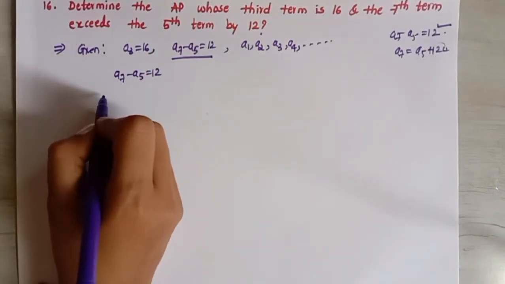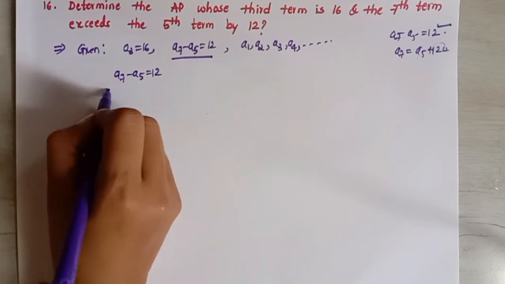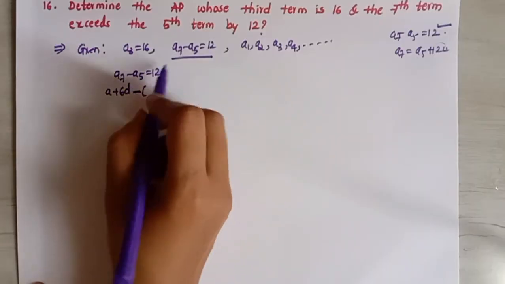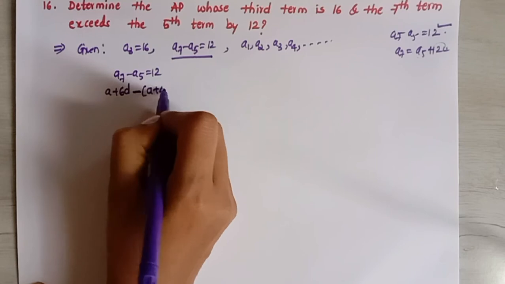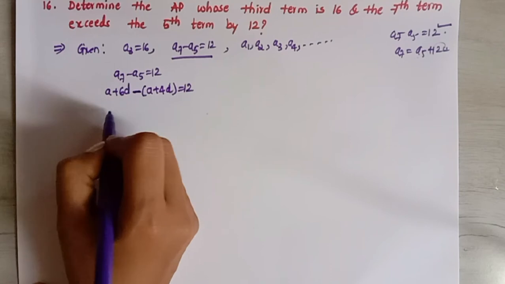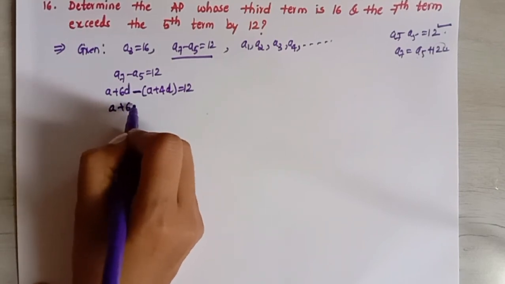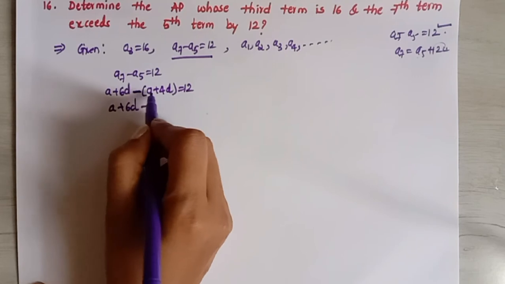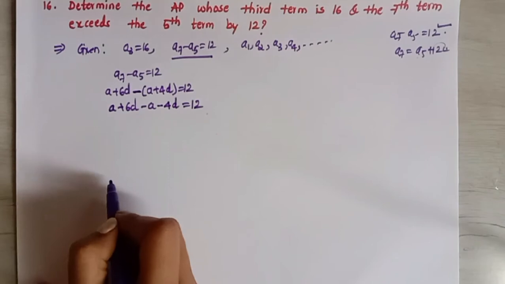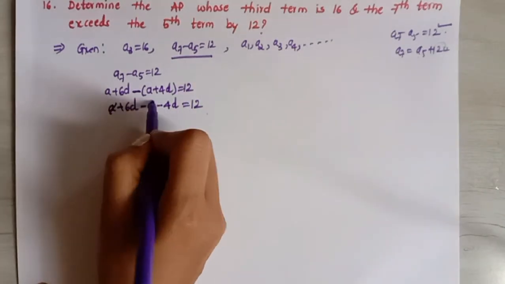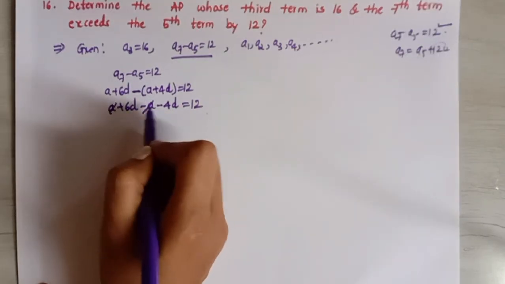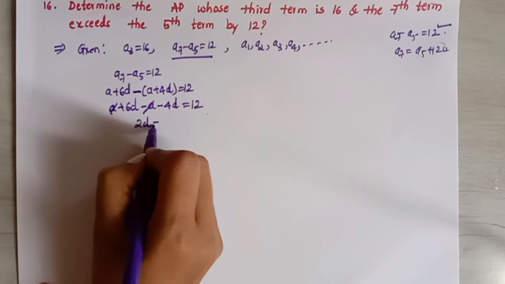So what is A7? The general form is A plus 6D, minus, as we have minus here, let us put a bracket here. So what is A5? A5 is A plus 4D, which is equal to 12. Okay, so let us simplify this one. So this will be A plus 6D minus A, plus into minus is minus 4D, which is equal to 12. Okay, so here plus A minus A cancels. So 6D minus 4D. So what is 6D minus 4D? It is 2D, which is equal to 12.